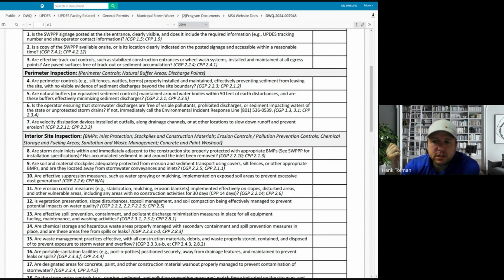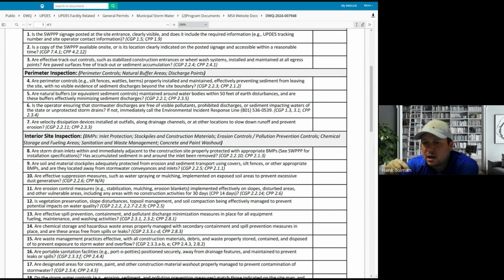Downslope from disturbances, are there perimeter controls that are properly installed? And are they effectively preventing sediment from leaving the site? Okay, that's how they're going to tell if it's properly installed. That's how we should tell if they're properly installed as well. Is this perimeter control, I mean, that's the whole goal of the perimeter control, right? Is this perimeter control going to stop sediment from leaving the site, with no visible evidence of sediment discharge beyond the site boundary? So that's what we're looking for when we're looking at it. That's what they're looking for too.